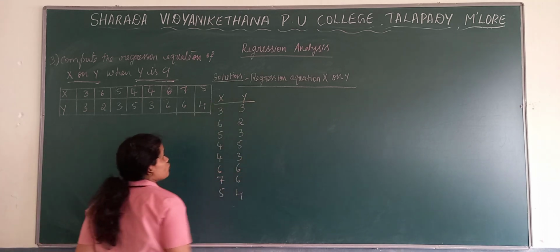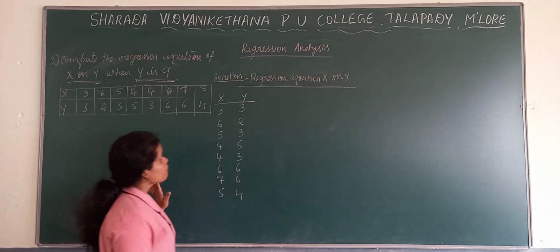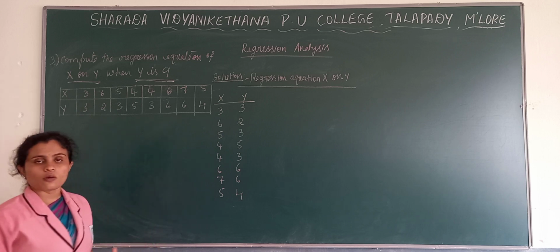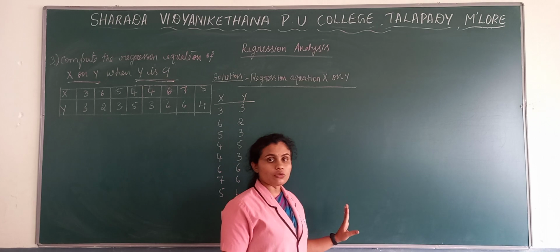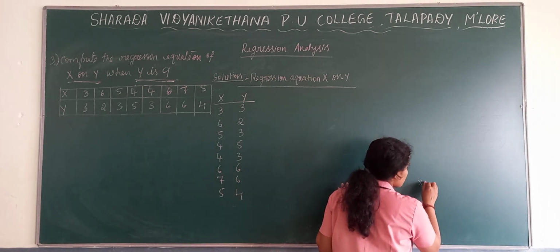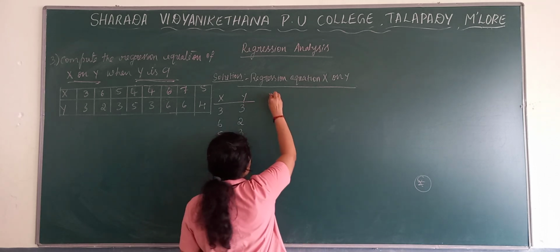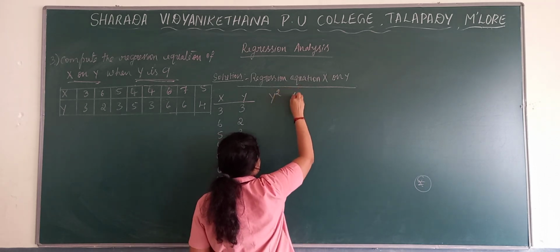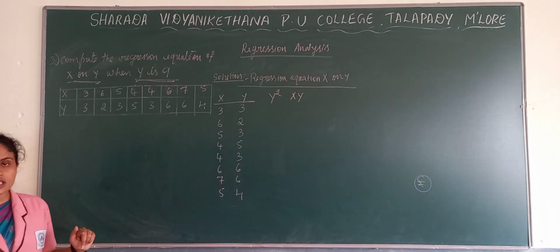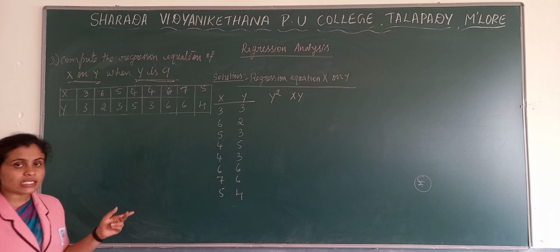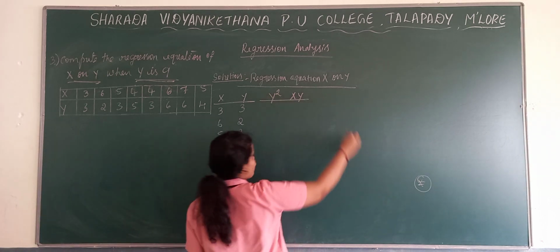As I said, firstly we need to find out x bar as well as y bar, and here we require x on y. We need to obtain the x on y equation. So we need to find out the value of x, so we will be having the value of y. We need to find y square, then xy. If it is y on x, x square and xy. If it is x on y, y square and xy we need to find.